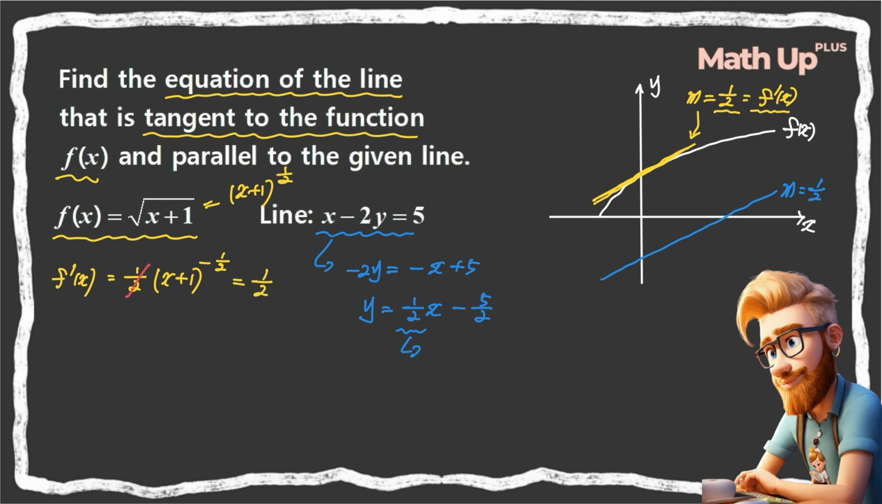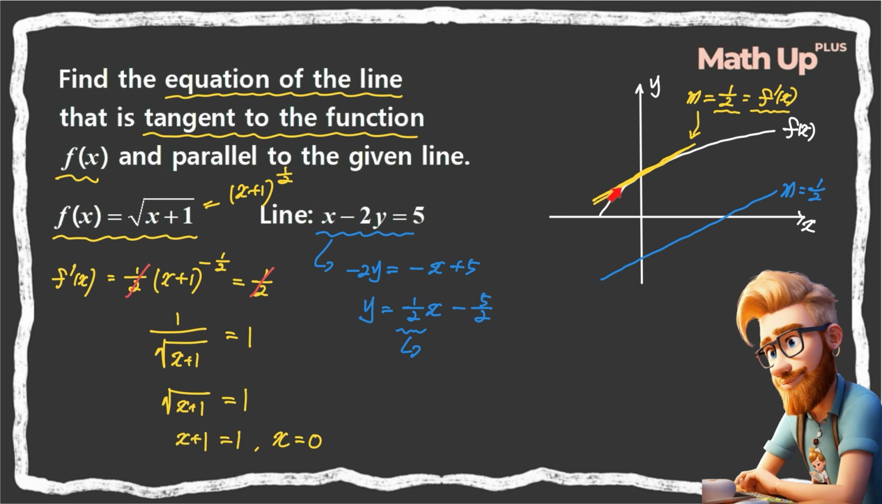That must be equal to 1/2. So cancel out the 1/2. Then 1 over square root of x plus 1 is equal to 1. So square root of x plus 1 is equal to 1. Square each side, then x plus 1 is equal to 1. Then x is equal to 0.